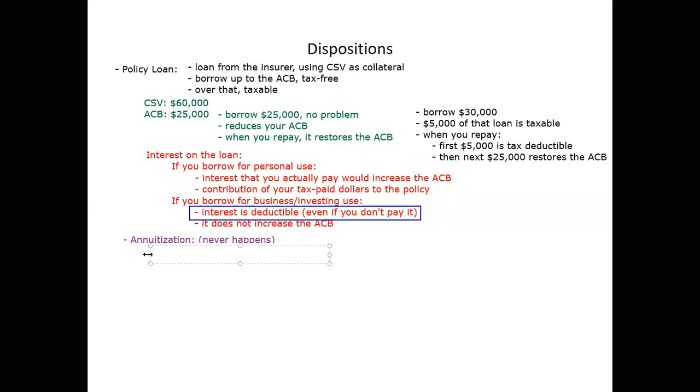So this annuitization never happens, but it is covered in the Act. Basically, if you annuitize, that is, you turn your cash surrender value into an income stream, it's immediately taxable. And you would just do CSV minus ACB, just like all the other tax calculations.